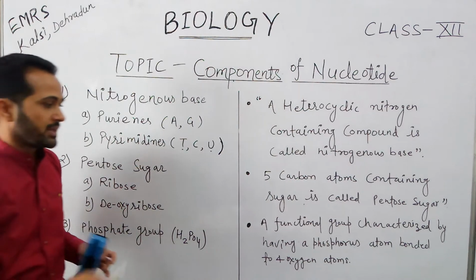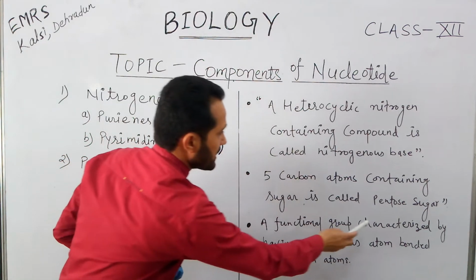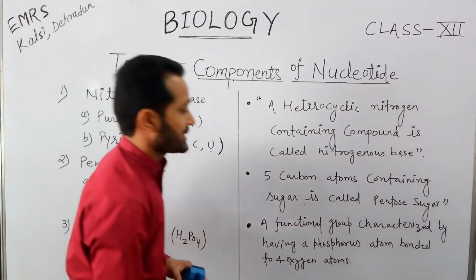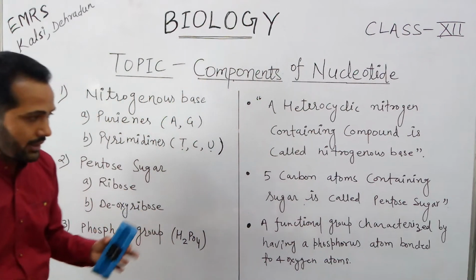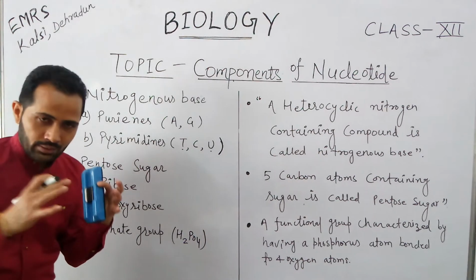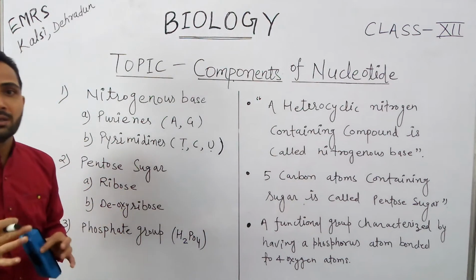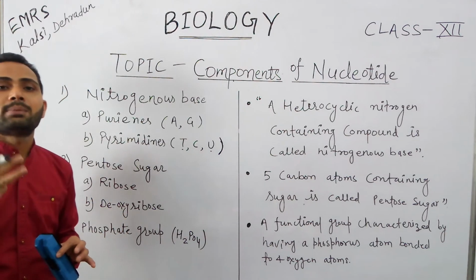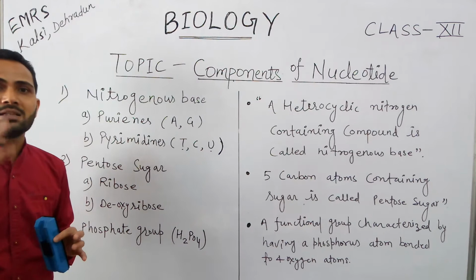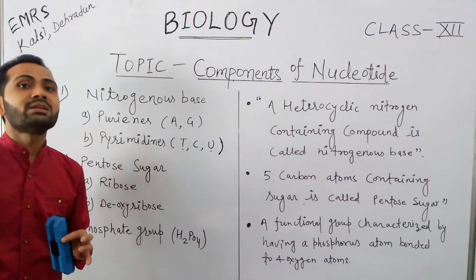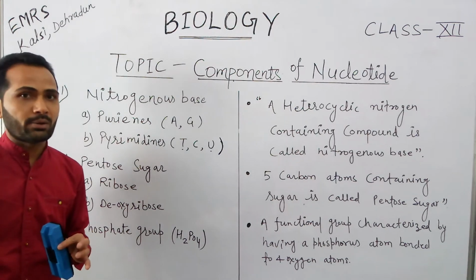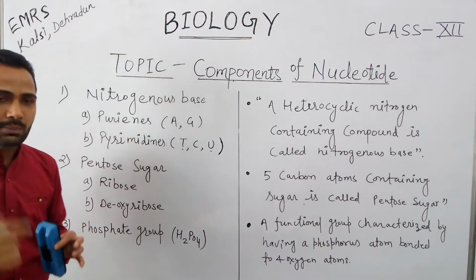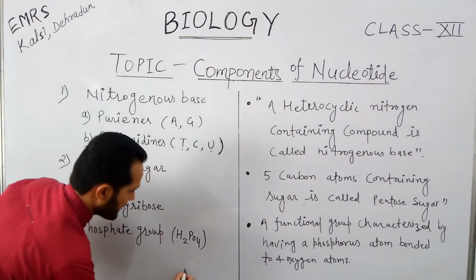The phosphate group is defined as a functional group characterized by having a phosphorus atom bonded to 4 oxygen atoms, in which 3 single bonds and 1 double bond should be present. Means phosphorus is bonded with 3 oxygen atoms by means of single bonds and with the 4th one by means of a double bond. A structure like this.